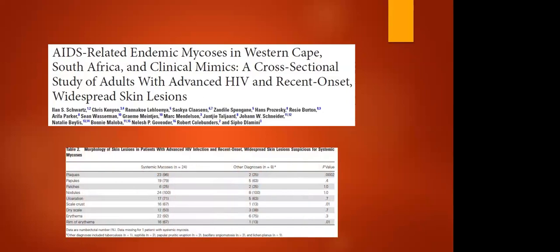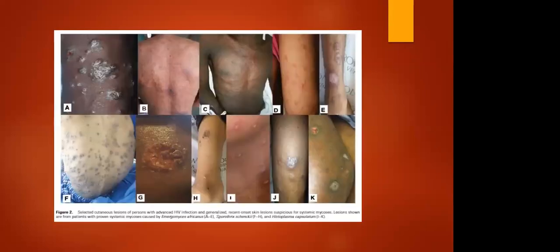And this table I just wanted to take out to illustrate really the diverse cutaneous manifestations that these patients have. It ranges from plaques, papules, patches, nodules, ulcerations to erythema, really non-specific cutaneous lesions. And a significant proportion of these patients came back positive on histopathology for these endemic mycoses.